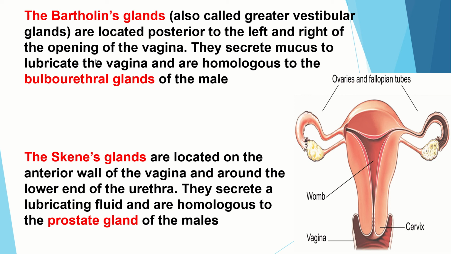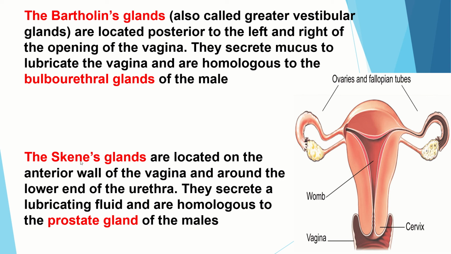It is present on the left and right side of the opening of the vagina. This is a common opening for the entry of sperm as well as the release of the fully formed baby. So on the right and left side of that passage there will be this Bartholin secretion. It is similar to the bulbourethral gland of the male.